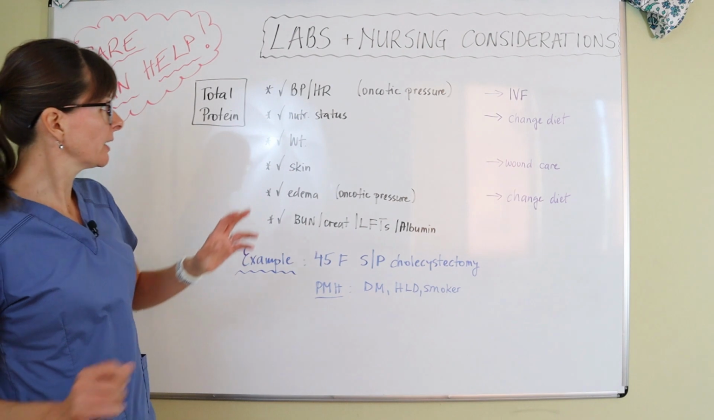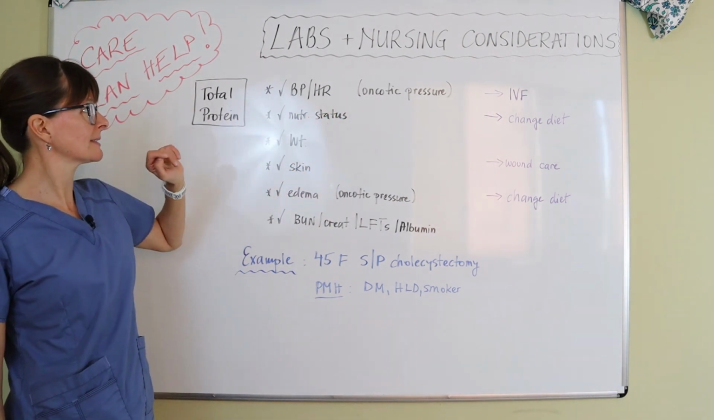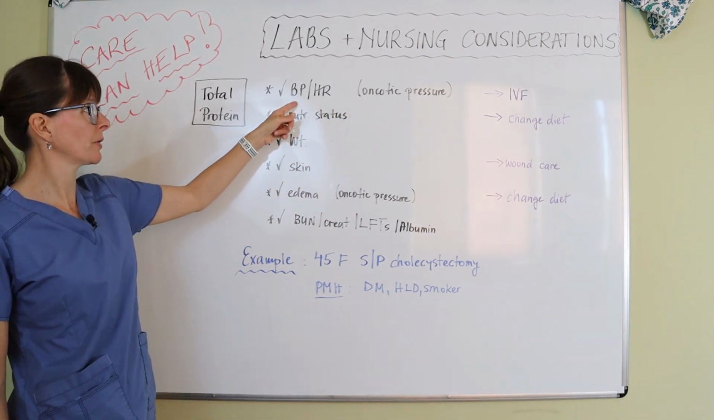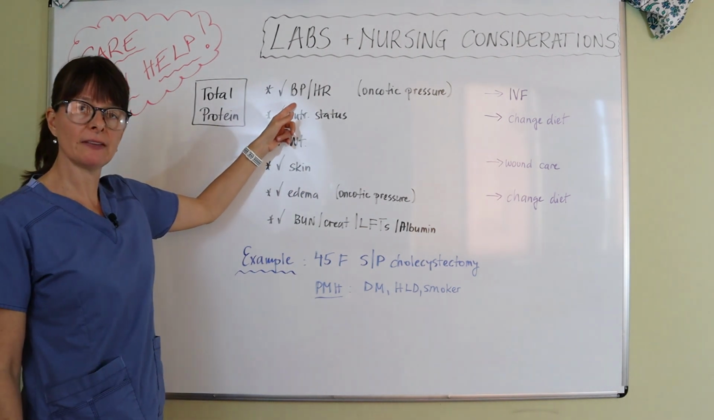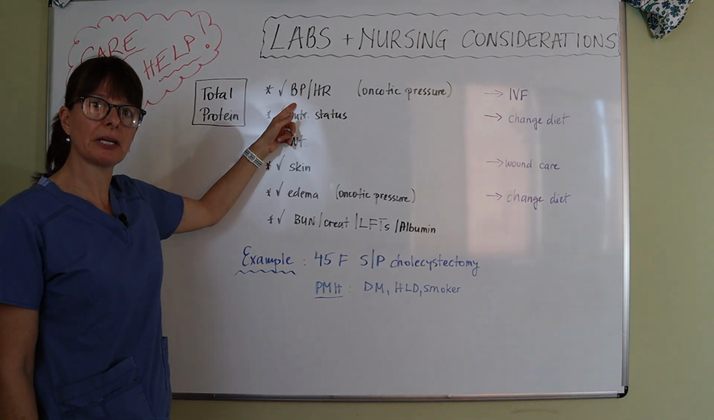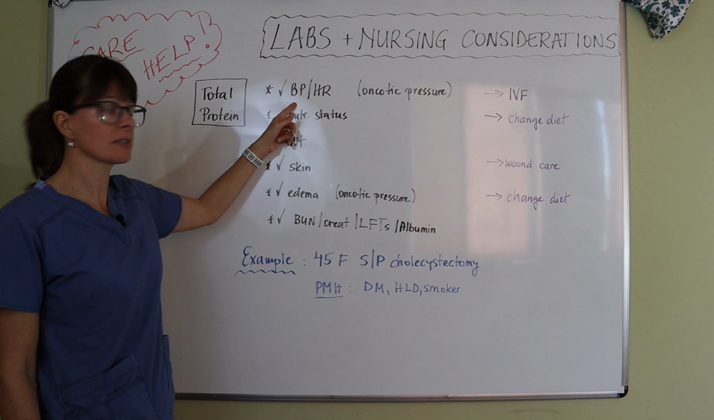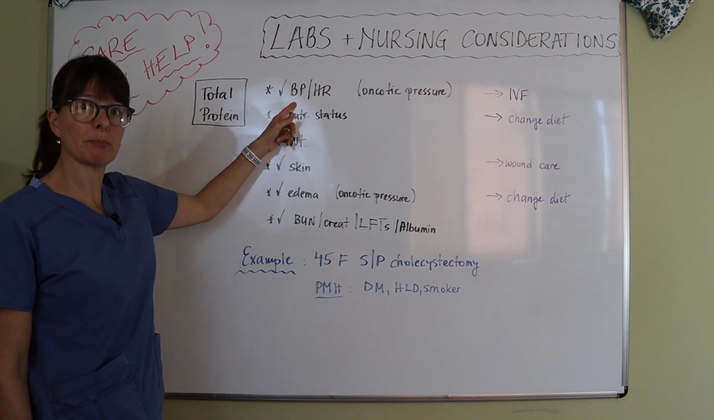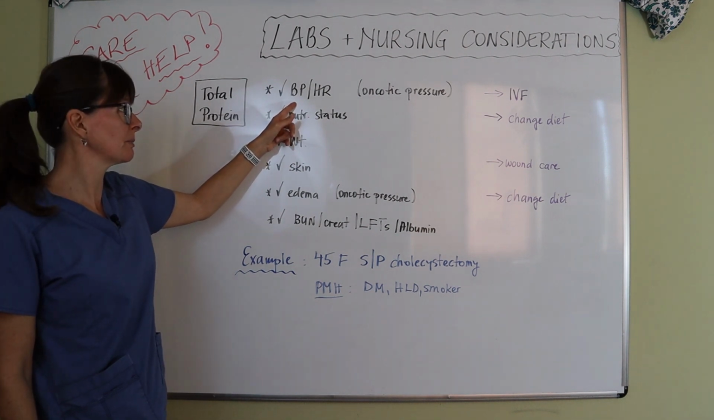So because of that oncotic pressure, we always want to assess patients' blood pressure and heart rate, because if they are fluid volume depleted or they don't have enough protein in their system, that could mean that they are hypotensive because the fluid is seeping out.